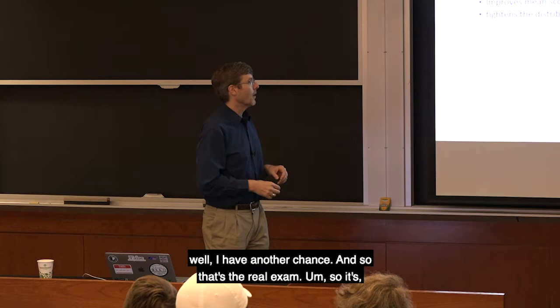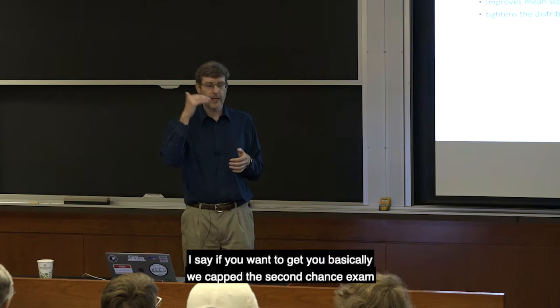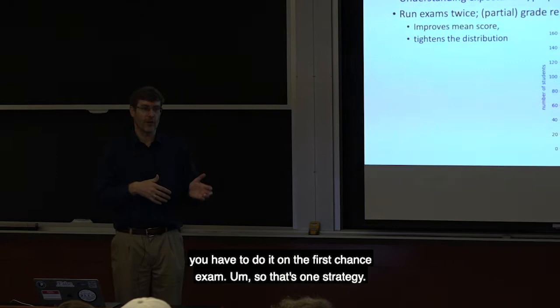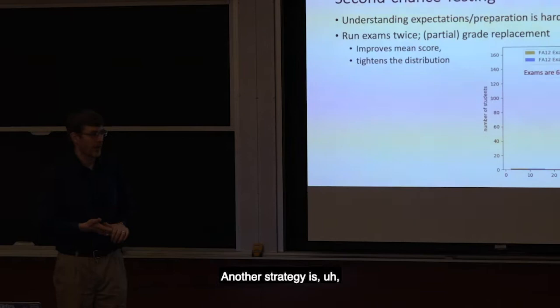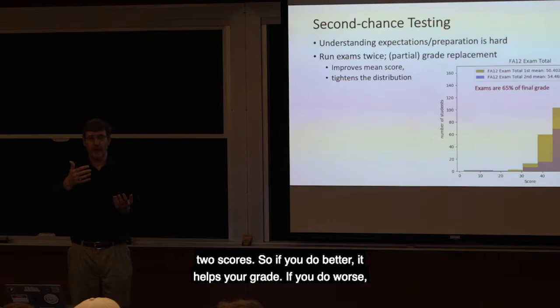So it's really important to put some weight on the first chance exam. In the course I teach, we cap the second chance exam scores to 90%. So if you want to get better than 90%, you have to do it on the first chance exam. That's one strategy. Another strategy, used by mechanical engineering, is the one-third, two-thirds, where your exam score is one-third of your first exam score plus two-thirds of the max of the two scores. So if you do better, it helps your grade. If you do worse, it doesn't hurt you.